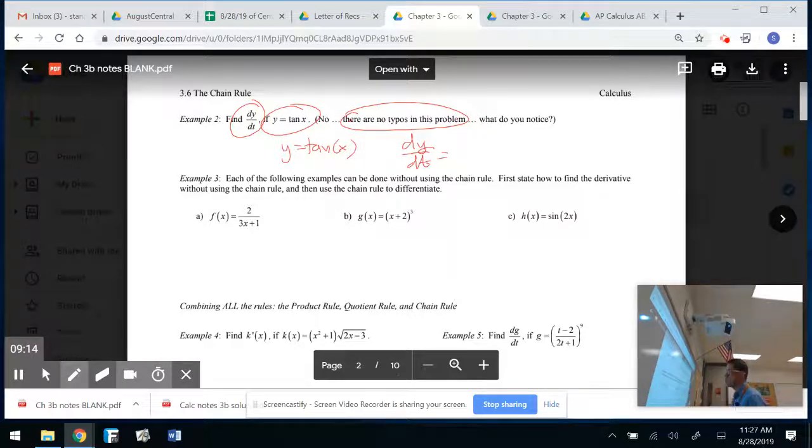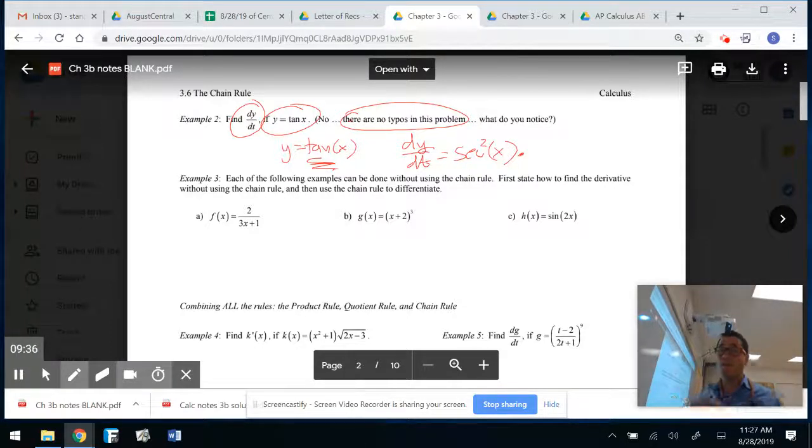What would that be equal to? Well, I would probably say if x was on the inside, what's on the outside? Class? Tangent. And we learned last lesson that the derivative of tangent would be secant squared. Don't you dare touch the inside, right? I didn't touch it, but then what do I have to do? I have to take the derivative of the inside. And the inside is x.